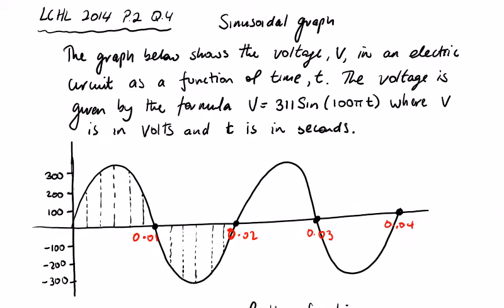Leaving Cert Higher Level, 2014, Paper 2, Question 4 is a sine graph or sine function. The graph below shows the voltage V in an electric circuit as a function of time t. The voltage is given by the formula V is equal to 311 sine 100 pi t, where V is in volts and t is in seconds.